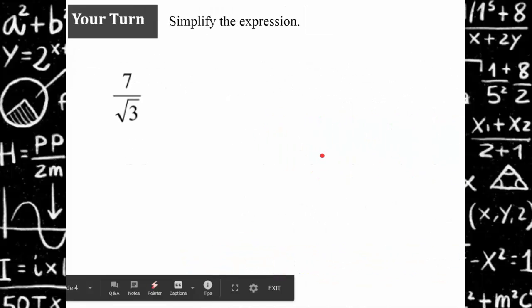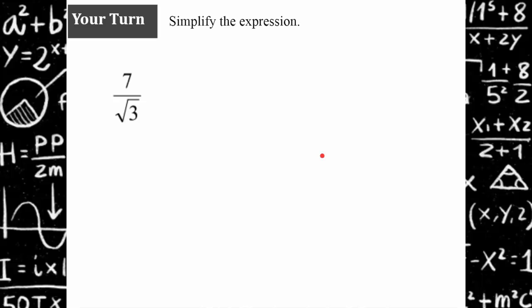Your turn. I would like you to simplify the expression below using the identity property of multiplication, multiplying by a factor of 1. Please pause, come back and hit play when you're ready to check your work.